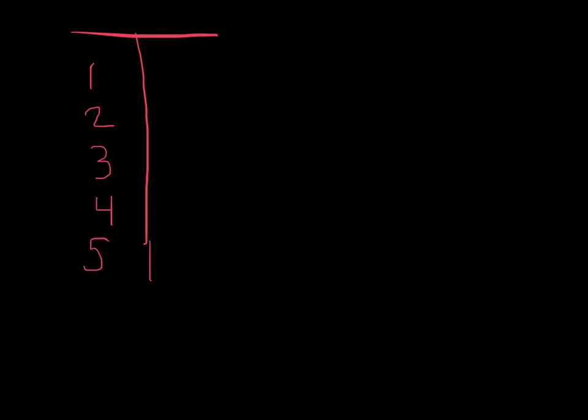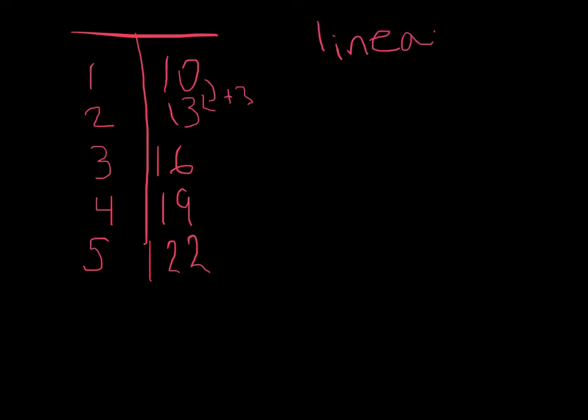Show 1 through 5, and then the outputs are 10, 13, 16, 19, and 22. So clearly this is a linear function. Each time it's just adding 3. So we know it's linear. So first we want to start with our explicit.